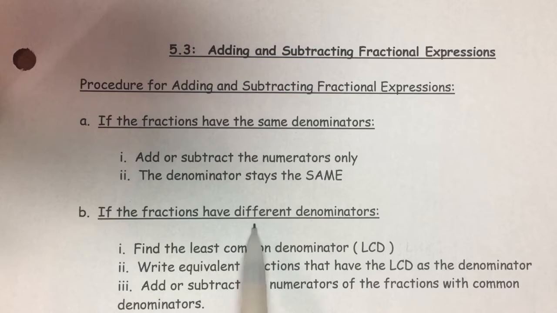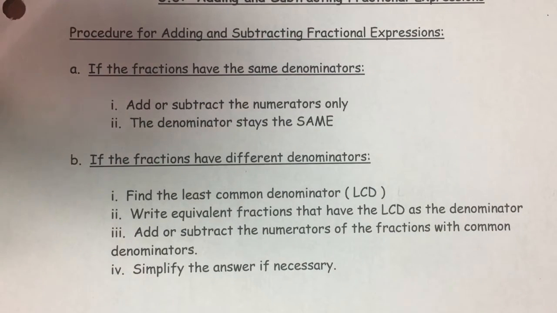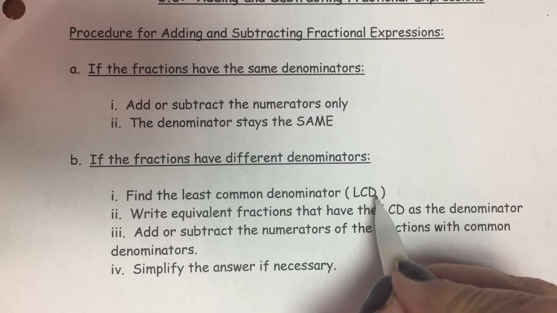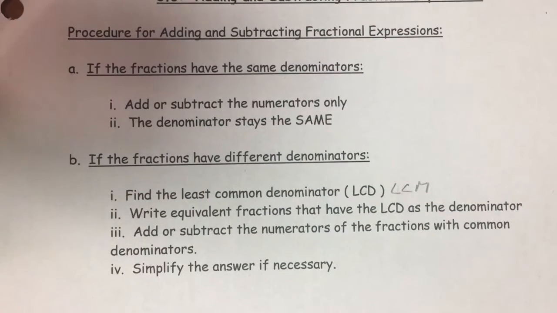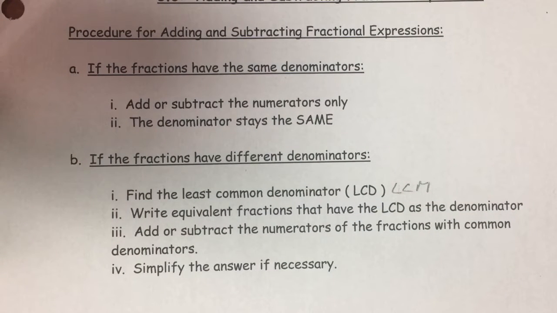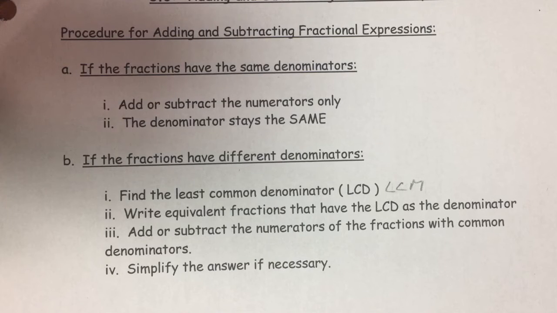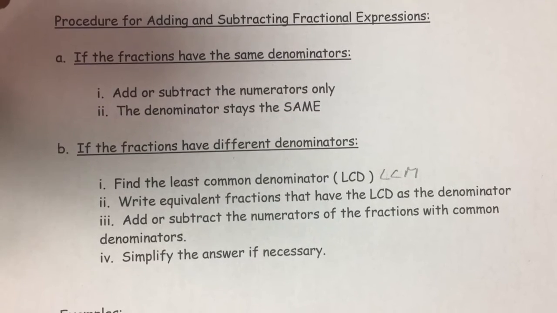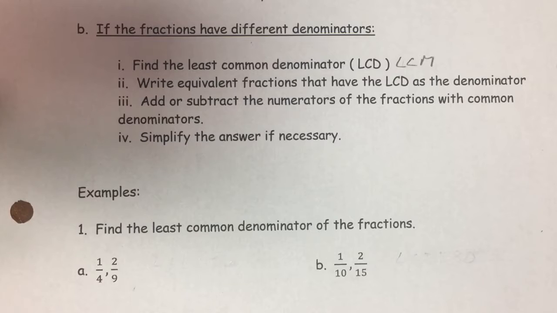If the fractions have different denominators, which quite honestly is going to happen to you in most cases, then the first thing you have to do is find the lowest or least common denominator, which again is the same thing as the least common multiple that we've done before, but I'll review it with you. Write equivalent fractions that have the lowest common denominator as the denominator, and then you just add or subtract the numerators, keep the denominators the same, and then of course reduce your fraction if necessary. That's all from the beginning of the chapter. So let's go to our examples.